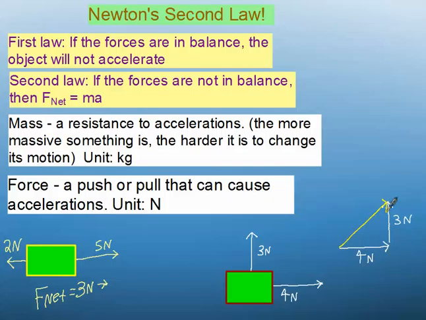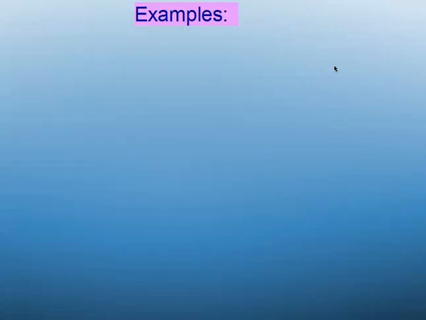And to calculate that, we've got to use the Pythagorean theorem. So on this particular problem, if we combine those two vectors, we actually end up with a net force of 5 newtons because we do the a squared plus b squared thing. And you end up with 5 there. So let me run through a few examples of Newton's second law in action where we can actually calculate some forces and accelerations.